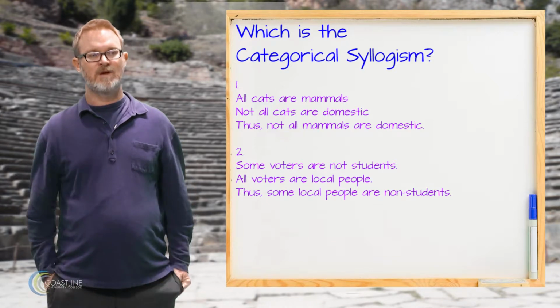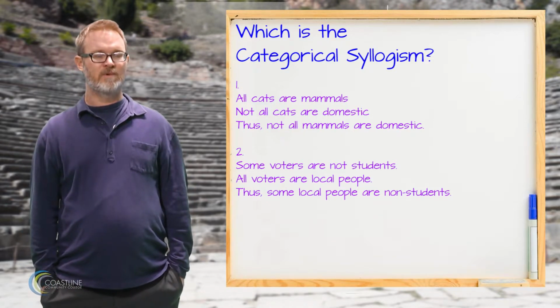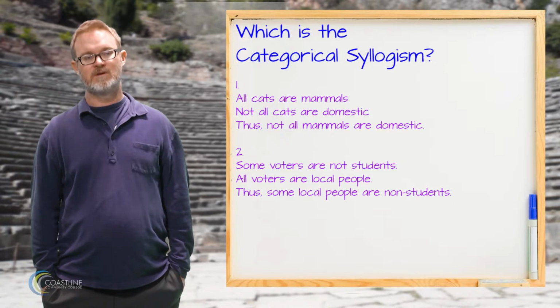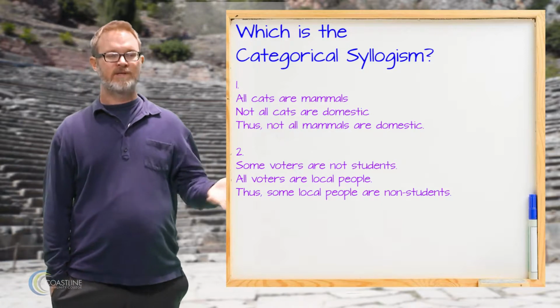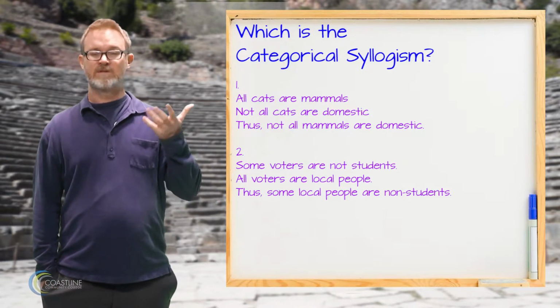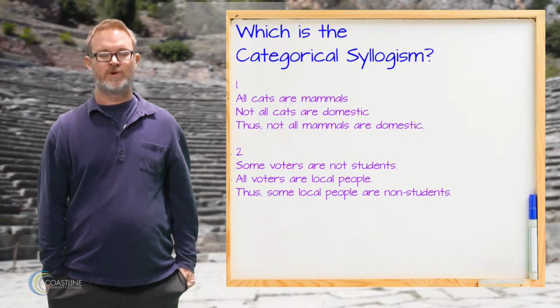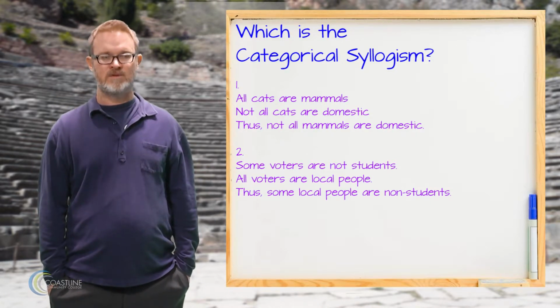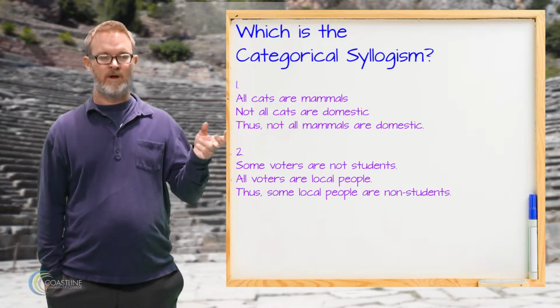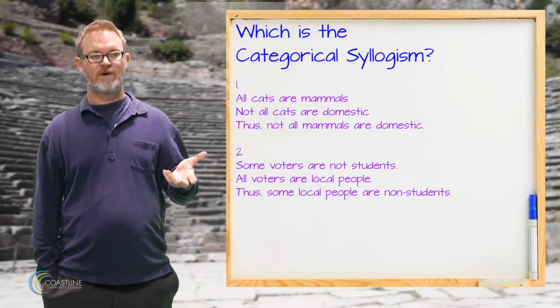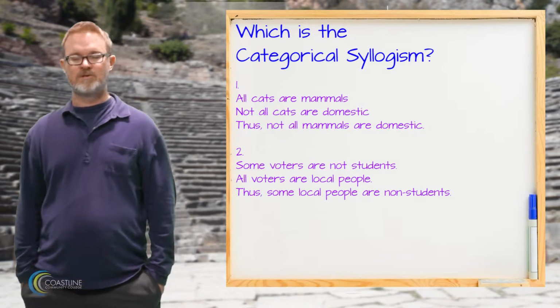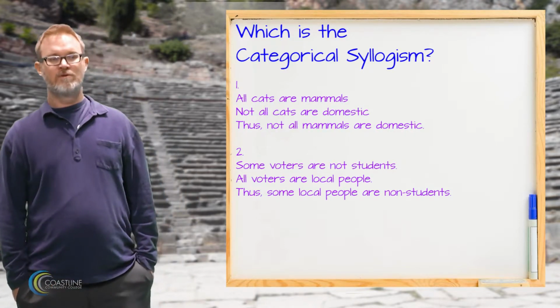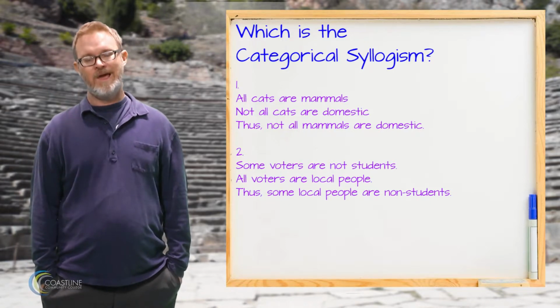The first premise says some voters are not students, and then the second premise says all voters are local people, and the conclusion says therefore some local people are non-students. Now, to test whether it's a categorical syllogism or not, what I tend to do is look first for what type of claims we're dealing with, and then secondly what the terms are. So first, in our first premise, some voters are not students, we have an O claim. Then the second premise, all voters are local people, is an A claim. And lastly, the conclusion, some local people are non-students, appears to be an I claim. So it looks like we might be okay. We have an O, an A, and an I claim.